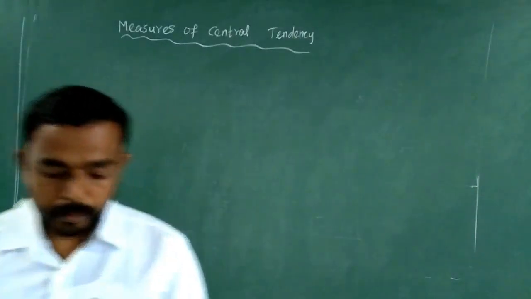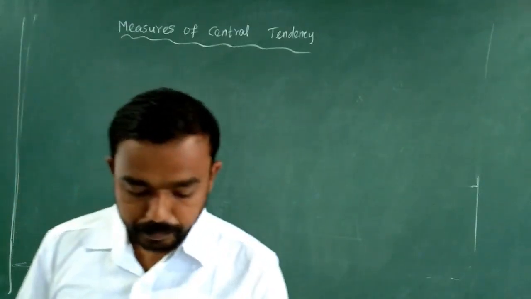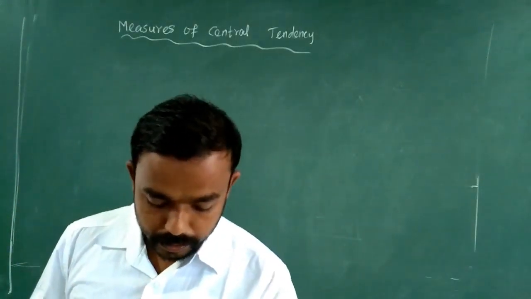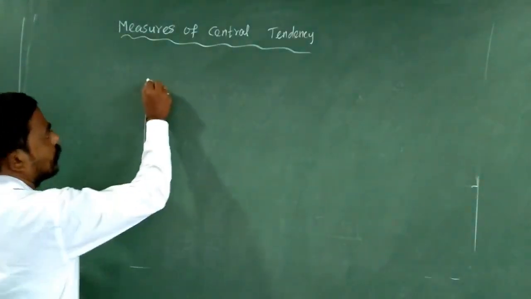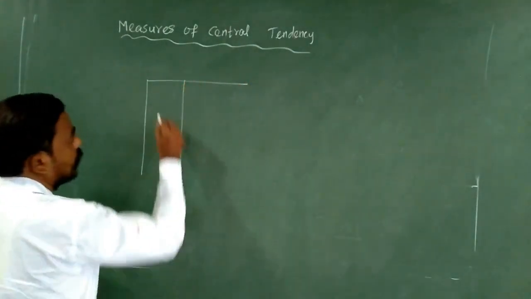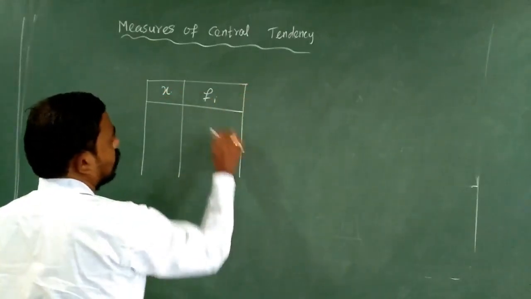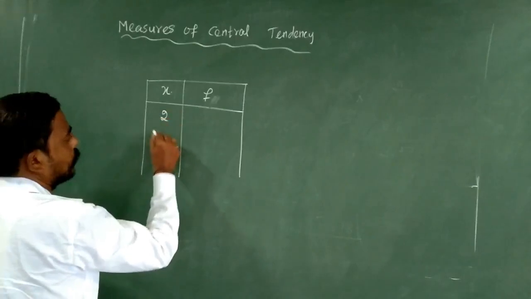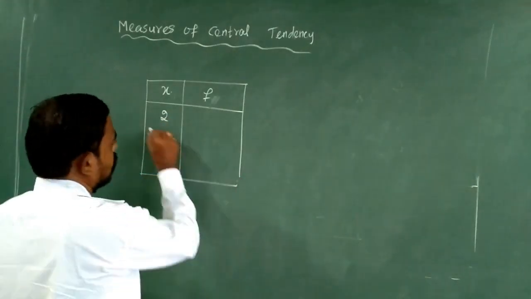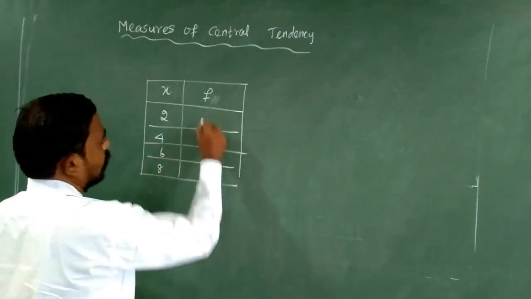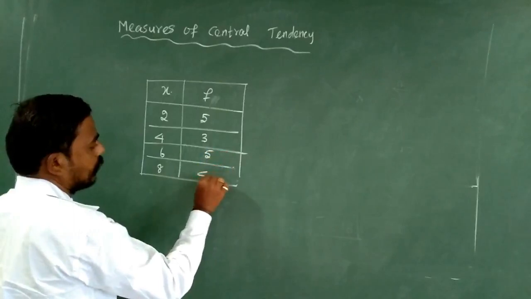Actual problem is given like that. So your problem is, suppose a table: x here, frequency 2, 4, 6, 8, 5, 3. This is given.